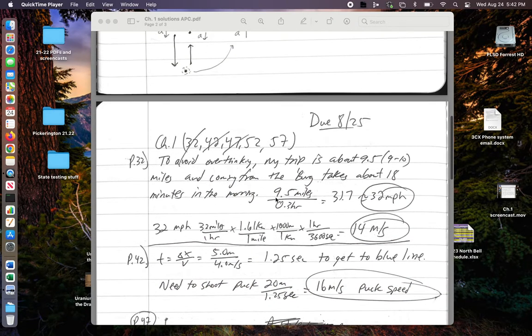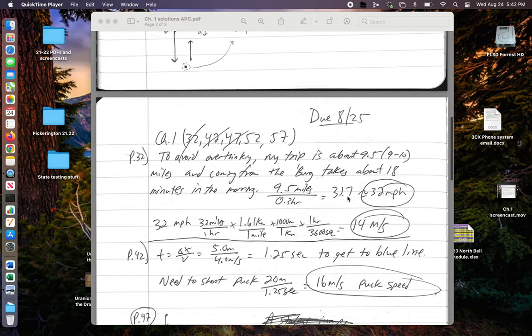For problem 32, it asks you to determine your average speed to school or work or somewhere like that, miles per hour, meters per second. So there's a lot of ways I could do this. I'm not worried about speed limit signs and things. I just want to know how long does it take me to get there and how far did I go.